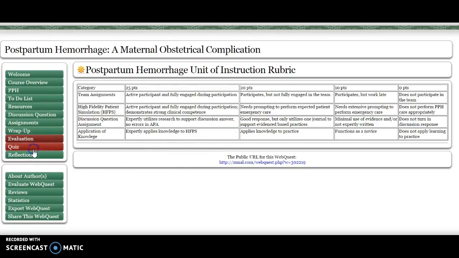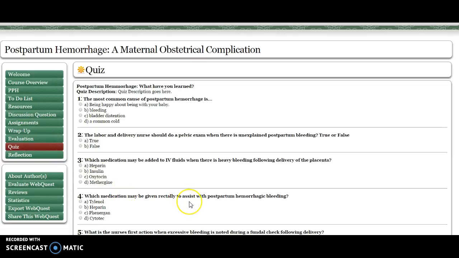In the quiz, sad to say I got a 70. I messed up with the second question, where you do a pelvic exam during the postpartum bleeding, but all of the questions were appropriate. I'm sure that if I had a little remediation, I would also get 100.